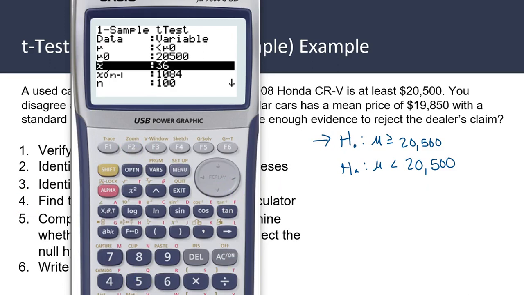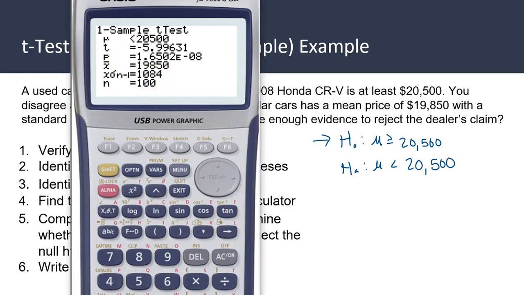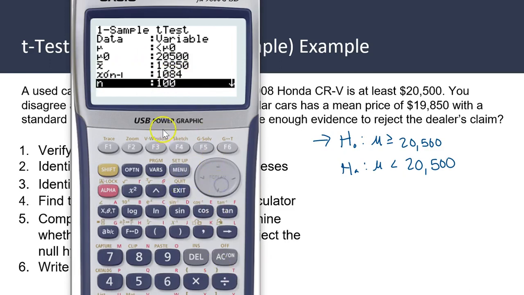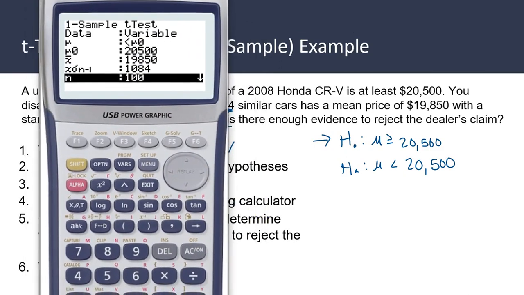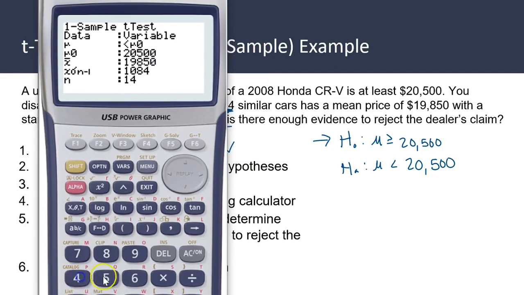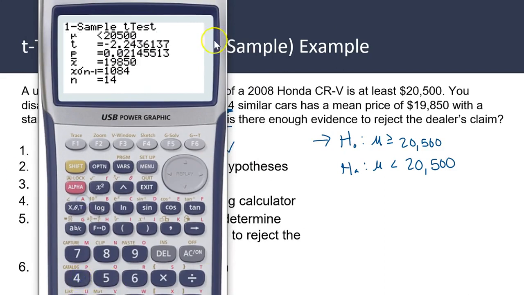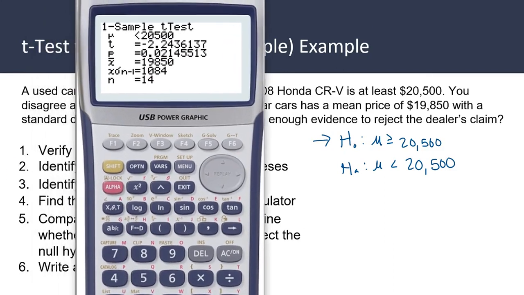Our x-bar, our sample mean, is 19,850. My version of the calculator looks a little different. Yours will say Sx. That is the standard deviation, so that is 1,084. And then our sample size, we sampled 14. 14 cars. And so it gives us a bunch of information.